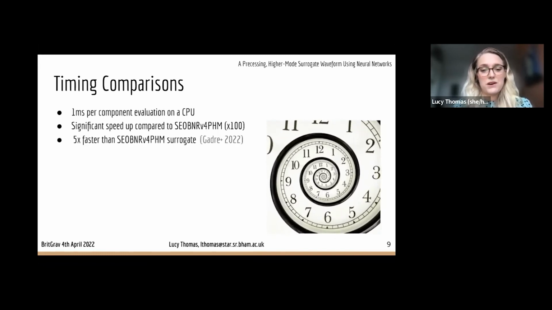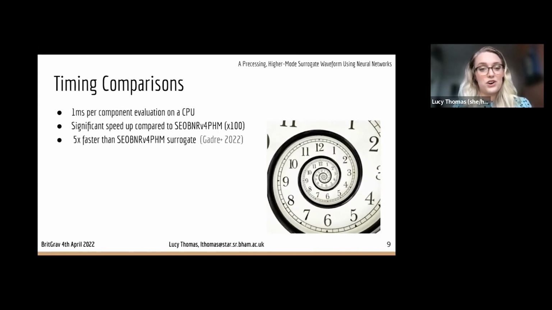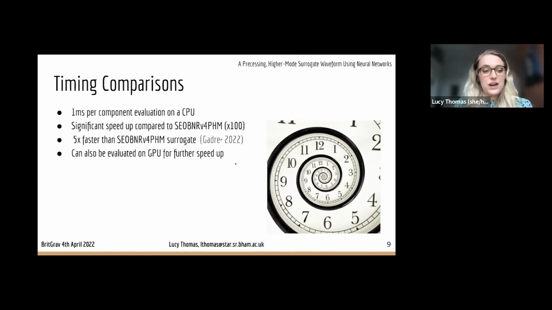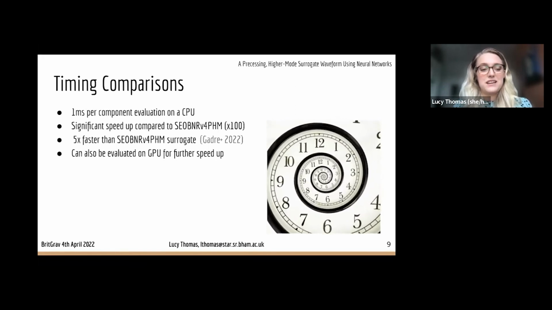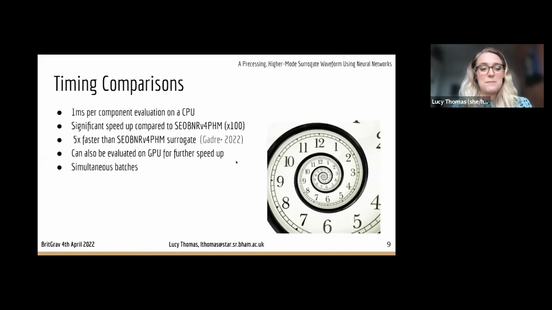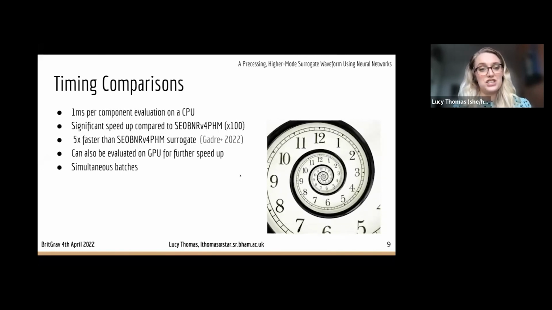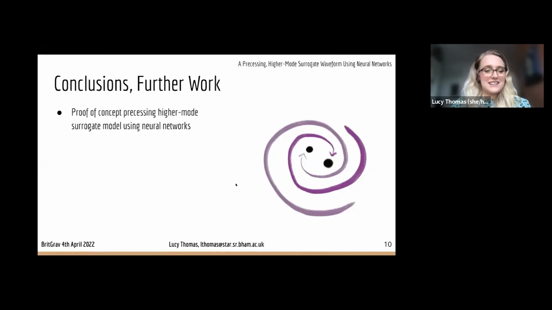It's also a factor of roughly 5 times faster compared to the recently developed surrogate model, which I've referenced here. And additionally, since our neural networks are built using TensorFlow, they can be evaluated on GPUs for an additional speed up factor of up to 10 times. And since GPUs are highly parallelized, it's possible to produce large batches of waveforms using our surrogate simultaneously when it's executed on a GPU.